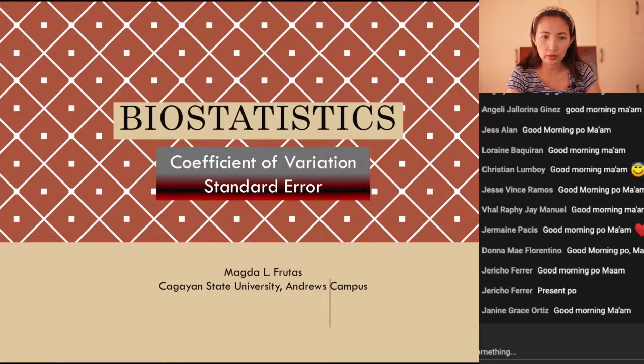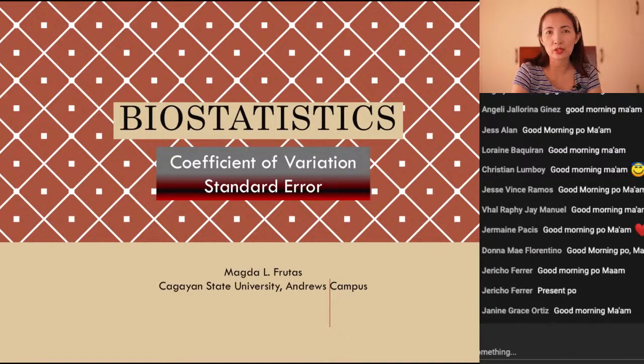Good morning, dear students. This morning, we will discuss coefficient of variation, standard error, and confidence interval. Last time, we discussed the measures of central tendency, measures of variability, and measures of position, and we ended with computing for decile, quartile, percentiles.